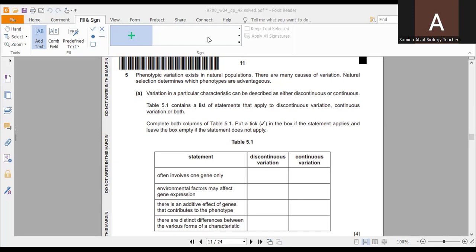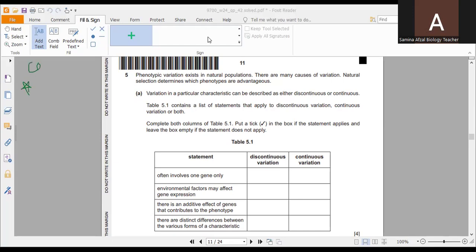First of all, natural selection. Natural selection is a phenomenon by which nature selects the organisms which are best adapted to the environment. First we have to discuss the differences between continuous and discontinuous variations. Continuous variations are those types of genetic variations which show a range of phenotypes of a particular characteristic in the population.